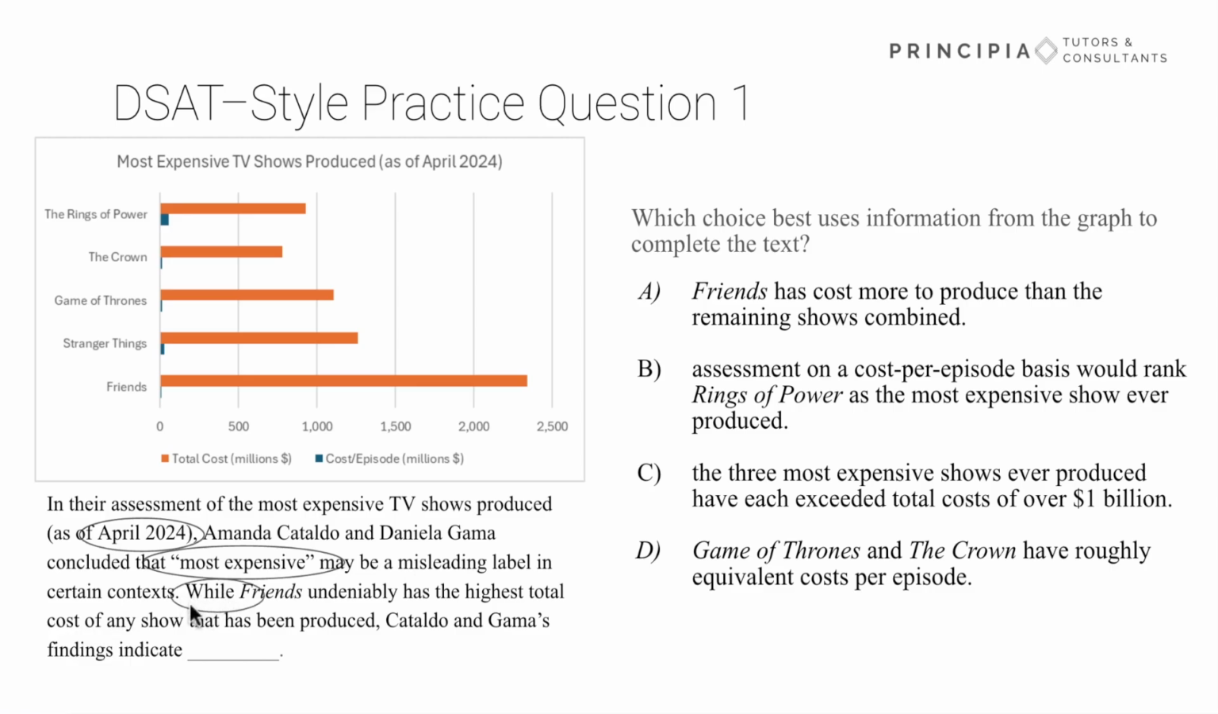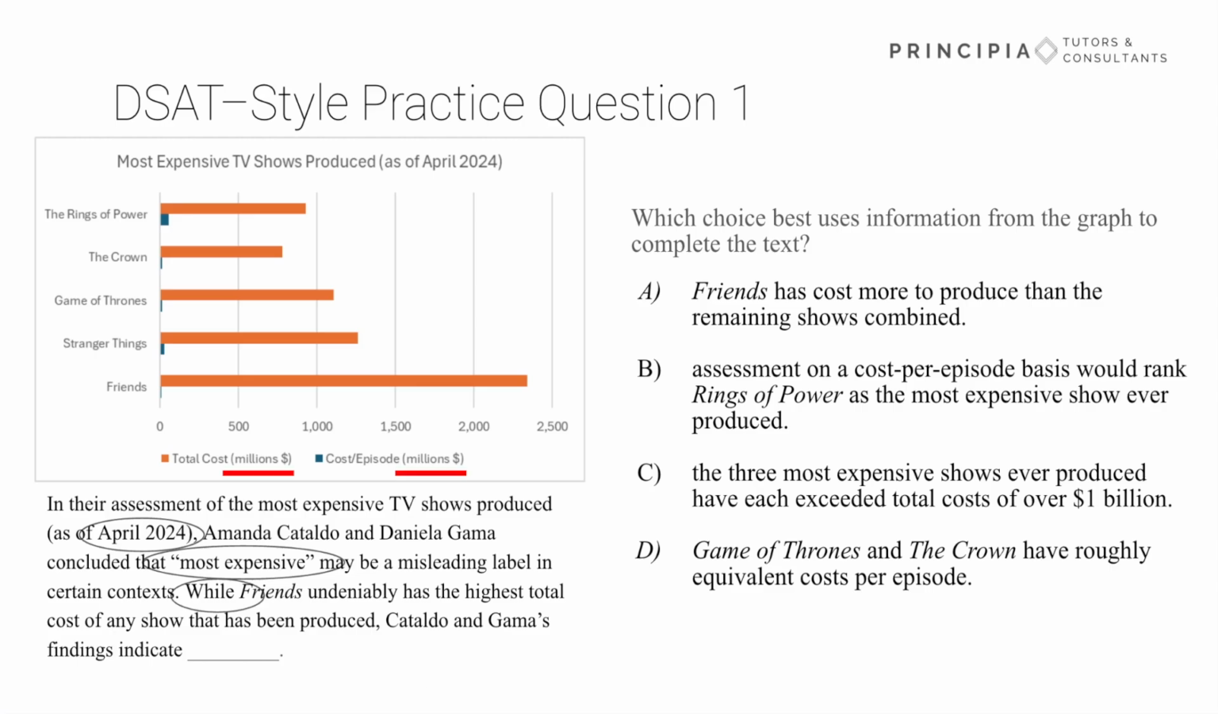And the other important thing to note is this transition word "while." Since it's a contradictor, we know what's filling in the blank here needs to be not completely antagonistic, but a bit opposite to the friends being the highest total cost if we're thinking in total cost. So we want to make sure that our answer choice would pivot away from that friend statement.